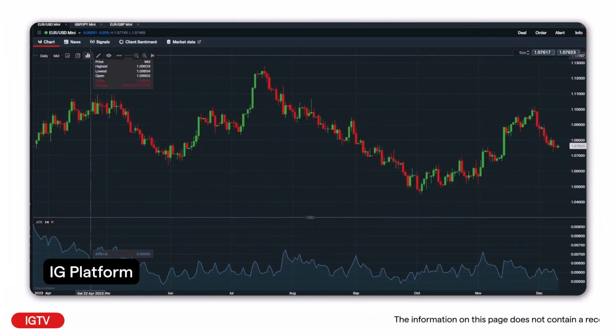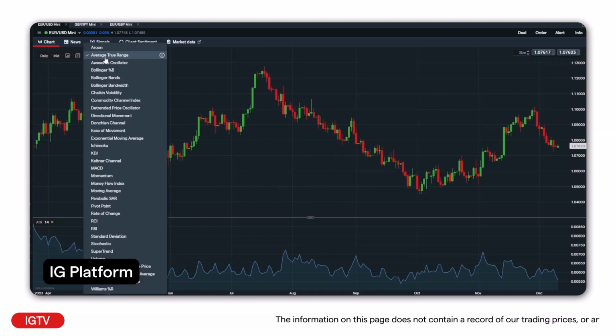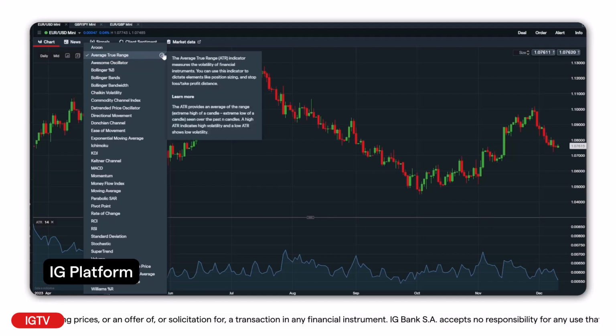And I've included a technical indicator. This is not a video on technical analysis, but it's crucial to understanding why traders trade the way they do when it comes to Euro GBP. This is average true range. And essentially it's a measure of volatility, and it provides an average of the range. Long story short, a high ATR indicates high volatility, low ATR shows low volatility.